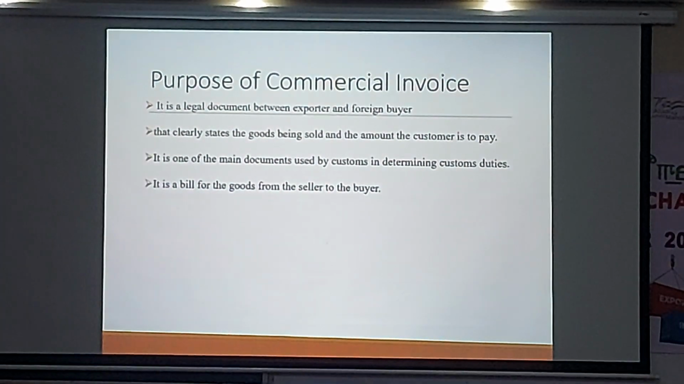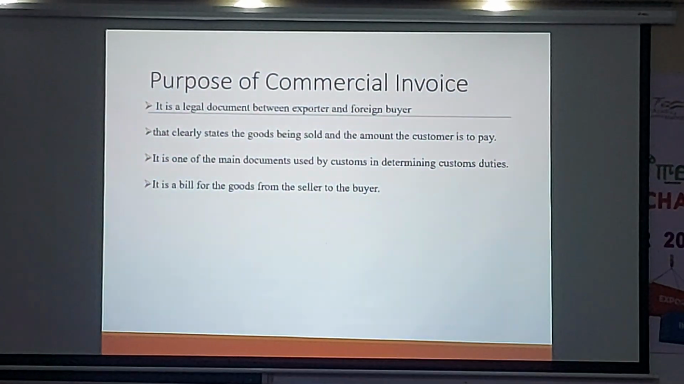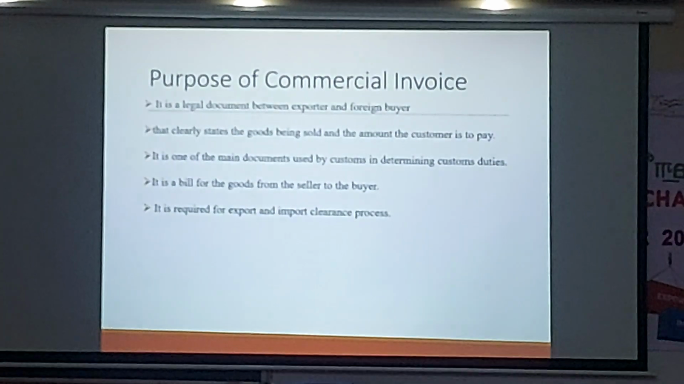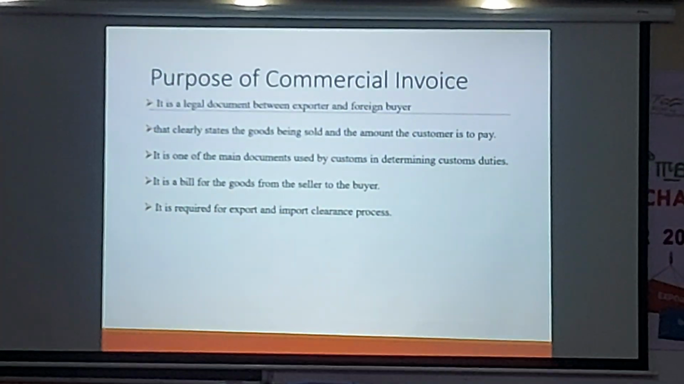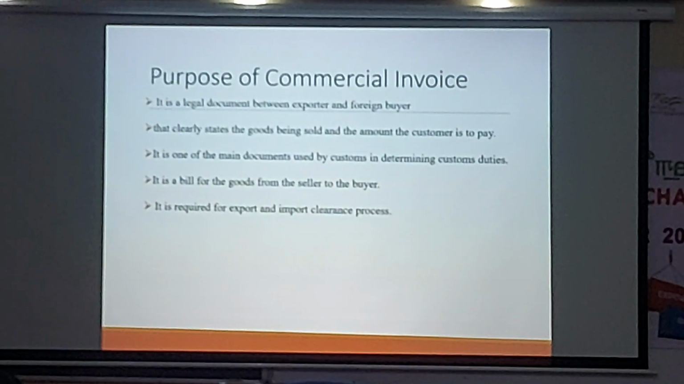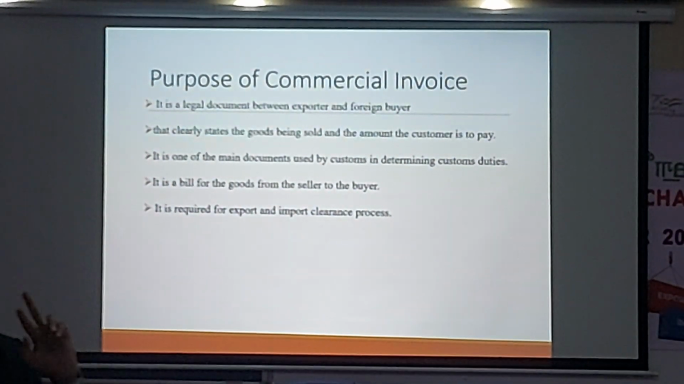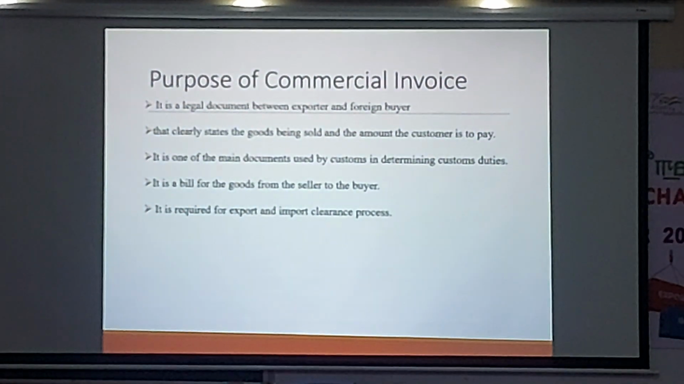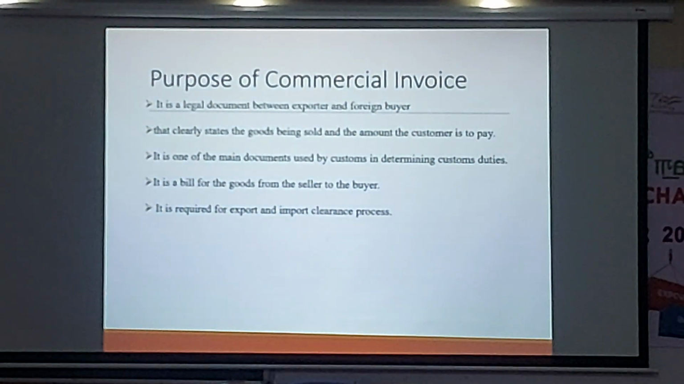Then it is a bill of goods for the buyer. It's proof that I supplied the goods to you. So between buyer and seller, it's proof of supplied goods. As I said, it's required for export clearance and also for import clearance. So the commercial invoice is very important for both. That is the basis for customs clearance. For valuation, for quantity, everything is given in the invoice. They will go as per this.